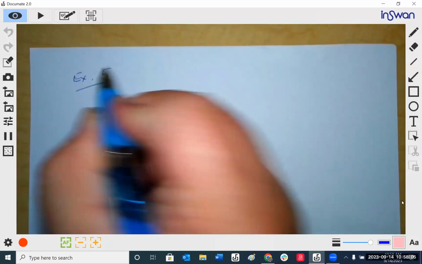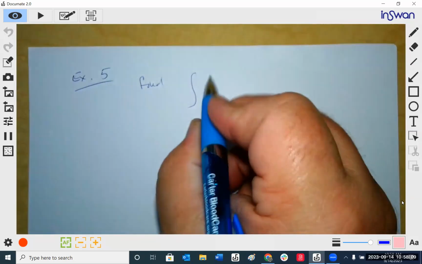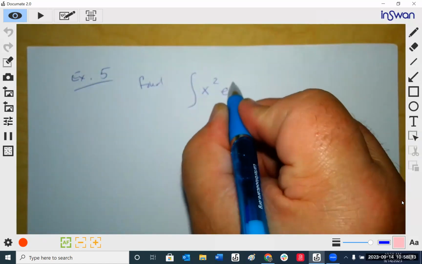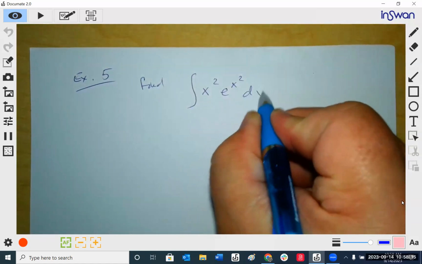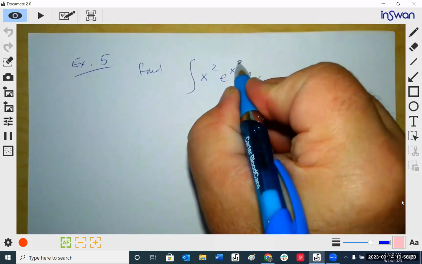Example 5. Find the integral of x squared e to the power x cubed dx. Oh, I'm sorry, x cubed.